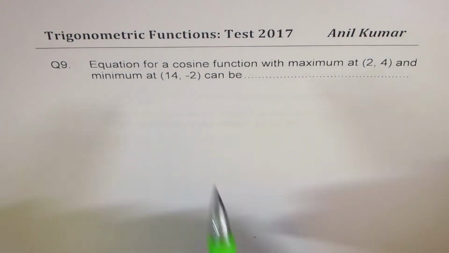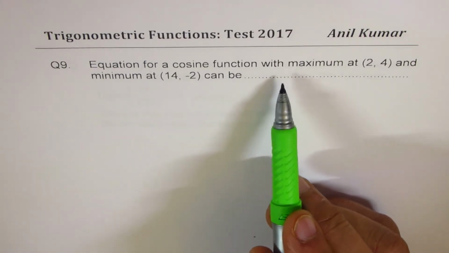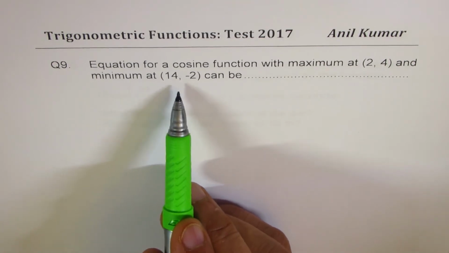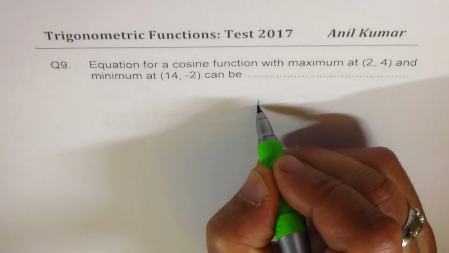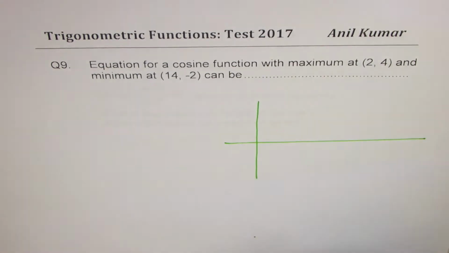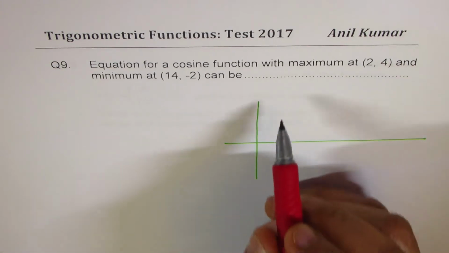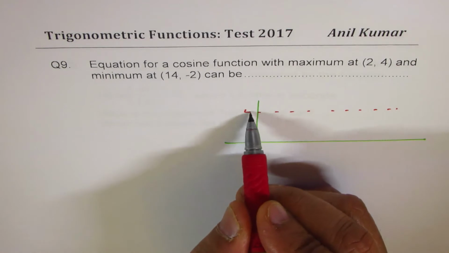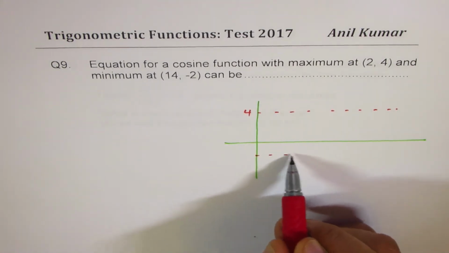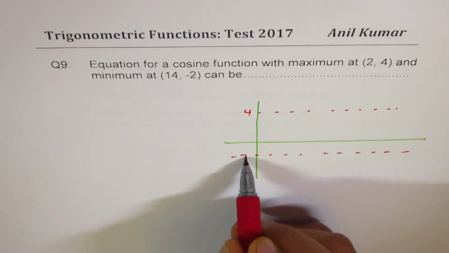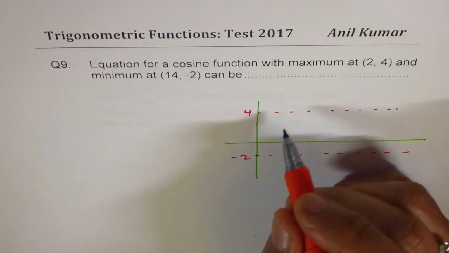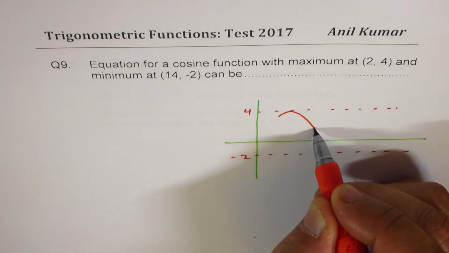Question number 9. Equation for a cosine function with maximum at (2, 4) and minimum at (14, minus 2) can be. So let's try to sketch this and then we'll write down the equation. So what we are given here is that there is a maximum at, so let me just draw these dotted lines to help me. This is at 4 and then at minus 2. We have minimum somewhere, right? So let's say the graph is kind of like this.